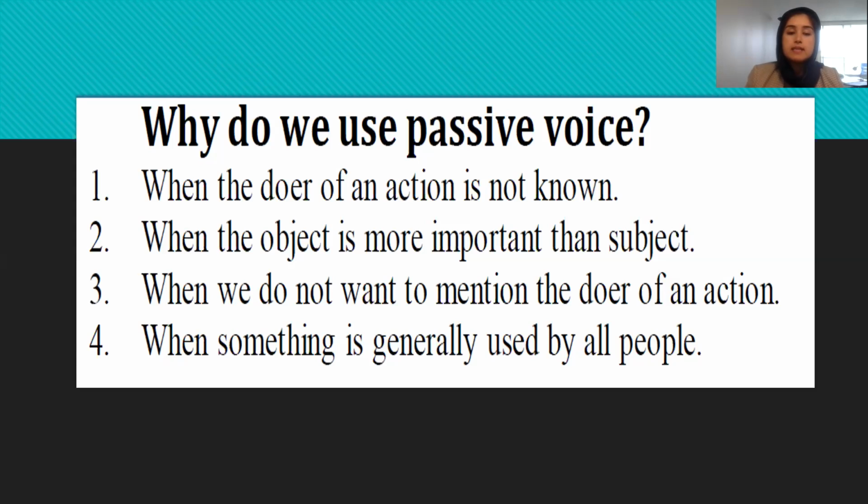The third reason is when we do not want to mention the doer of an action. So we want to hide it. It's confidential. We don't want people to know who did it. So we use passive voice. The window is broken. Who did it? No one knows. Fourth, when something is generally used by all people. So when all people do something or use something, then we don't really need to say the subject first or mention that this person did it. That's why we use the passive voice.